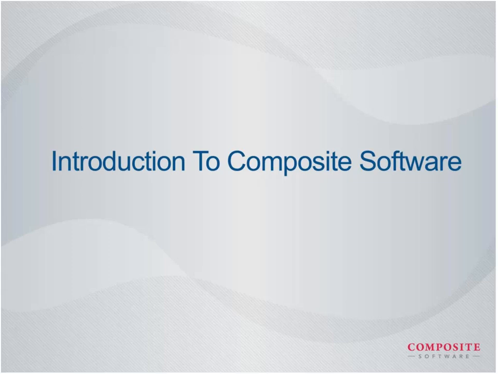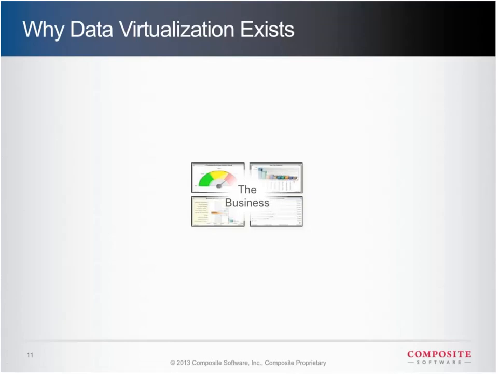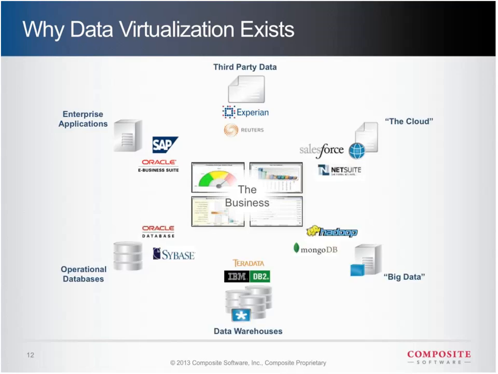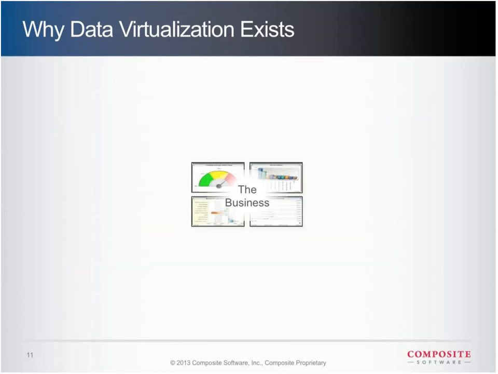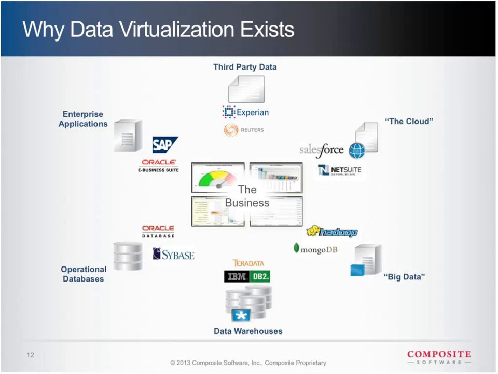So Composite has been around 10 years, and what we do is something called data virtualization. So let's just start with something simple. Why does data virtualization exist? If we think back, the purpose of data virtualization is a way to get information to the business. Traditionally, almost all the data came from the data warehouse, and that was a good solution.